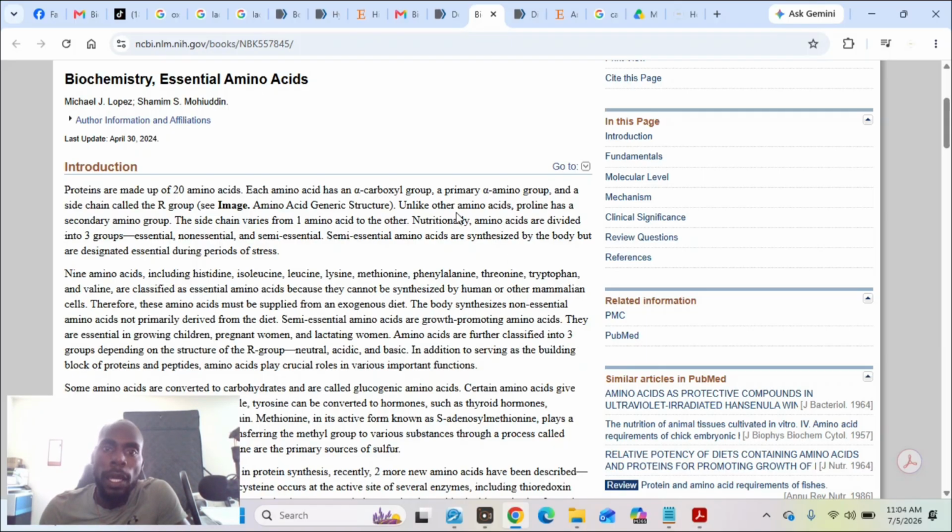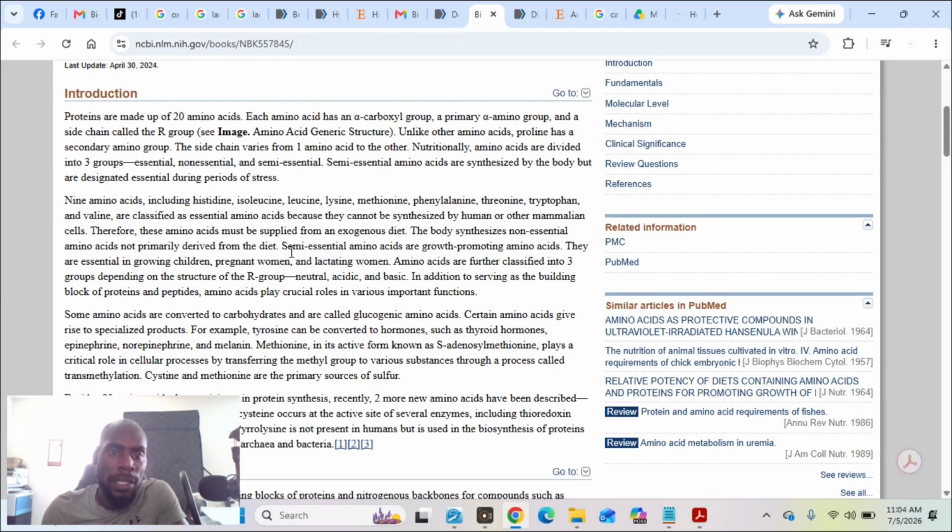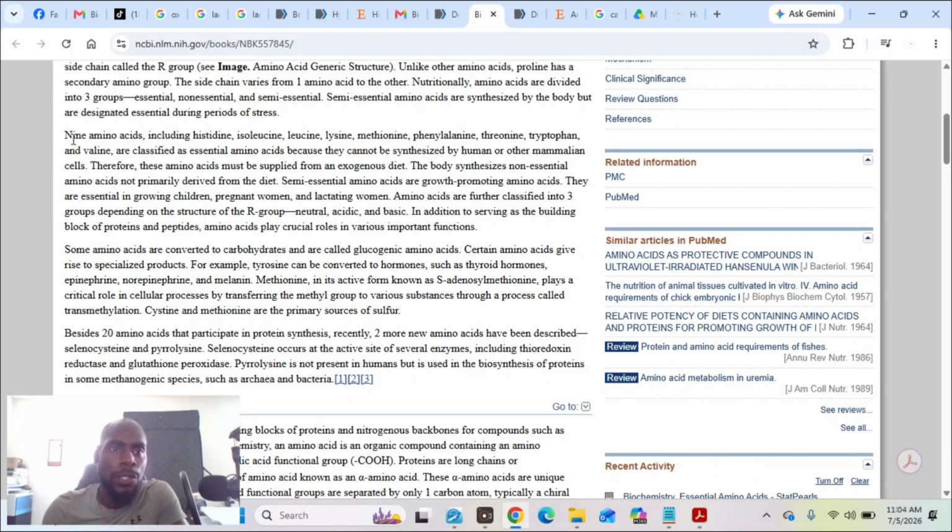Unlike other amino acids, proline has a secondary amino group. The side chain varies from one amino acid to the other. Nutritionally, amino acids are divided into three groups: essential, non-essential, and semi-essential. Semi-essential amino acids are synthesized by the body, but are designated essential during periods of stress. It's basically what I covered in the first research article.